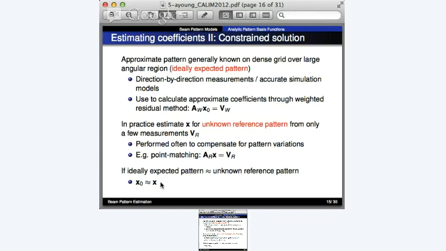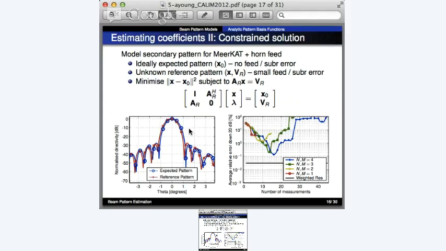So in this case, we would take the ideally expected pattern, and in this case we used the Meerkat optical system with horn feed exactly, or a zero error in the feed and sub-reflective position. And we calculate through weighted residual approach best coefficients to model that pattern. And then we simulated an unknown reference pattern where we applied again a small error in the feed and sub-reflective position. And then to get an estimate model for that pattern, we take a number of measurements, and then we try to minimize the difference between the ideal pattern model coefficients and the reference pattern model coefficients subject to a number of measurement constraints.